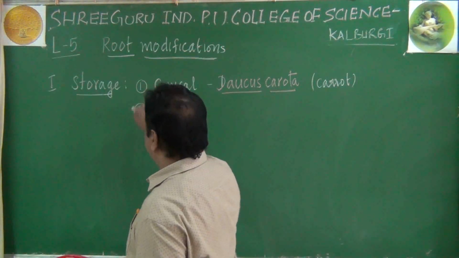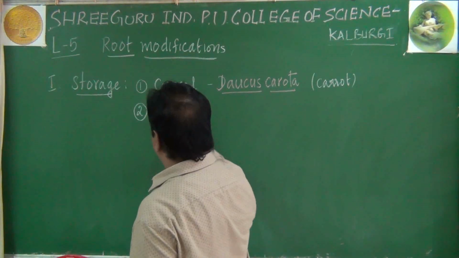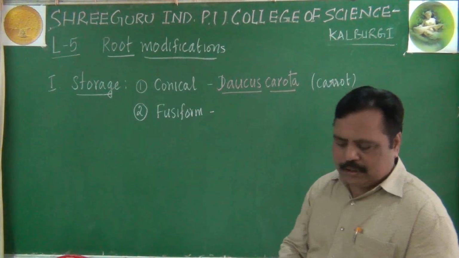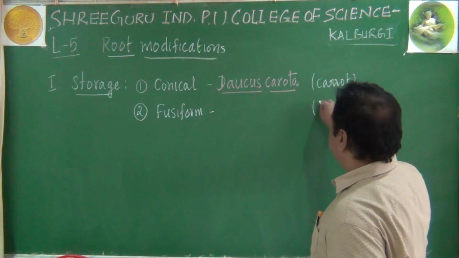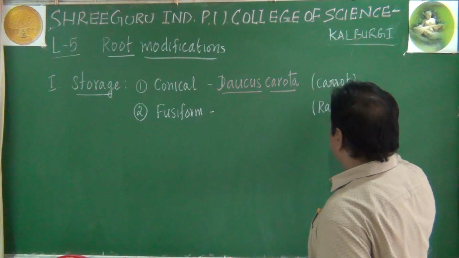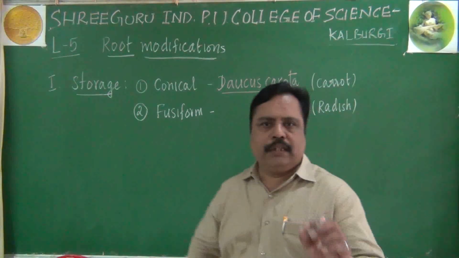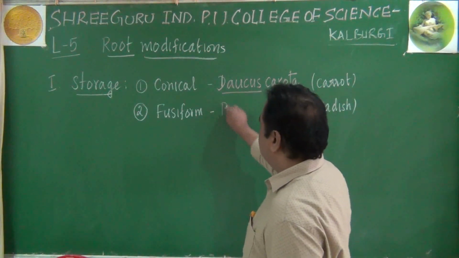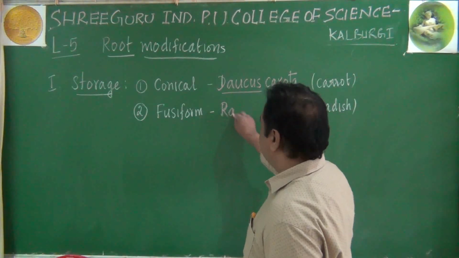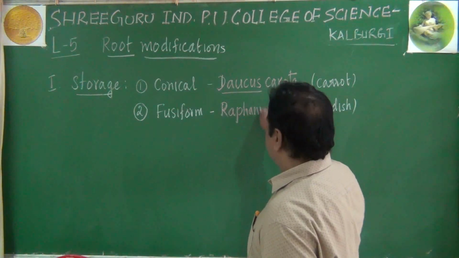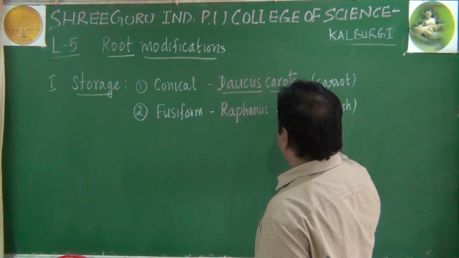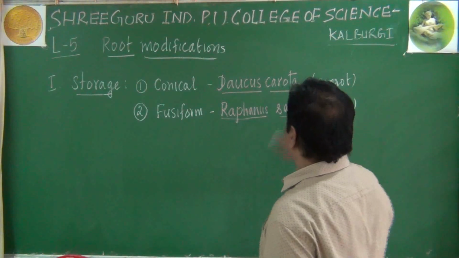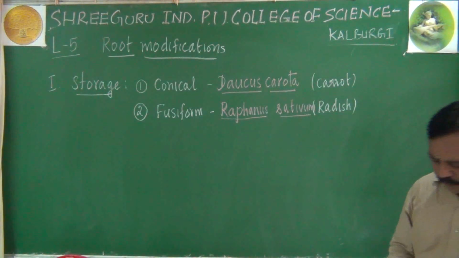Second one is related to fusiform modification. For fusiform modification, radish is the example you may be remembering. Radish, mullangi, that radish is biologically called Raphanus sativum. Remember this word, Raphanus sativum. That is the biological name of radish. That also you have to remember.